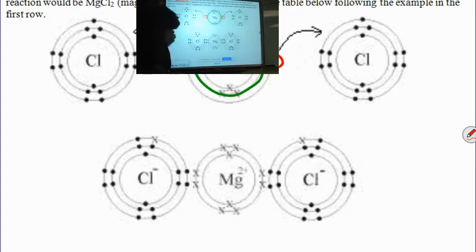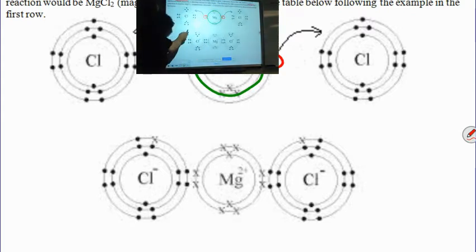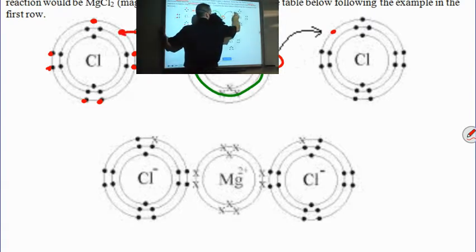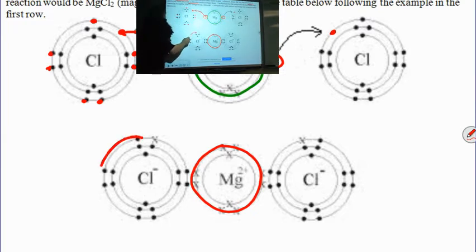Since magnesium tends to lose 2 electrons, there must be 2 chlorine atoms to take them on. So here's chlorine. 1, 2, 3, 4, 5, 6, 7 electrons. And the other chlorine's the exact same way. If it can get 8 electrons, it'll be very stable. So the magnesium gives up 1 electron over here, and it gives up 1 electron over here. And if we look now, magnesium's got 8 electrons in its outermost shell.